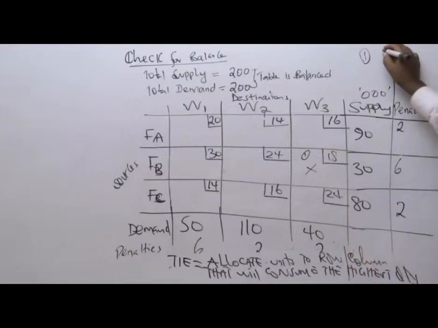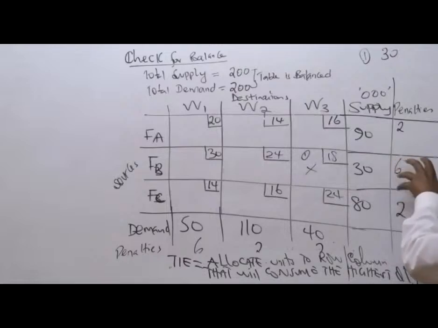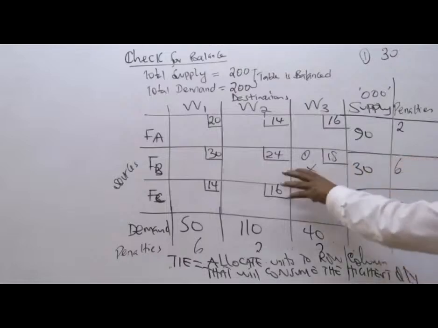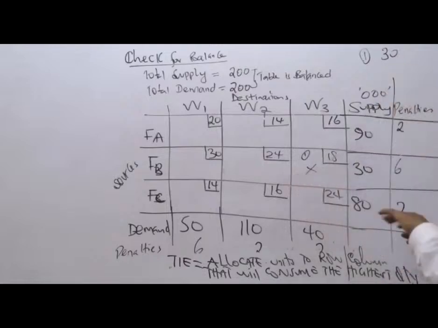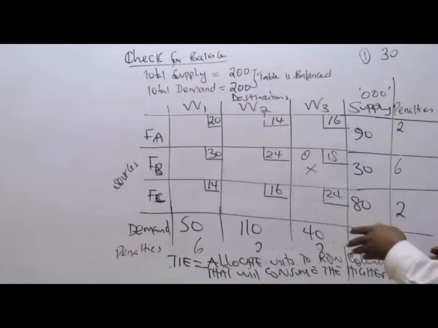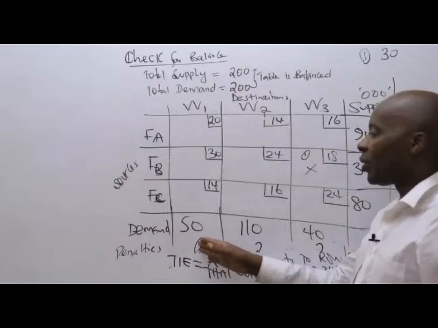And that is why very many students are telling me that this one here, which has got a higher penalty of 6, the route can only accommodate 30. Always, you compare the demand versus the supply, and the effective quantity to be placed in a cell will be the lower.